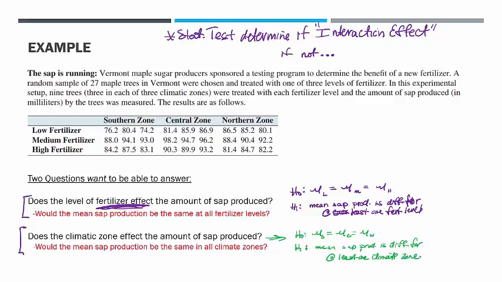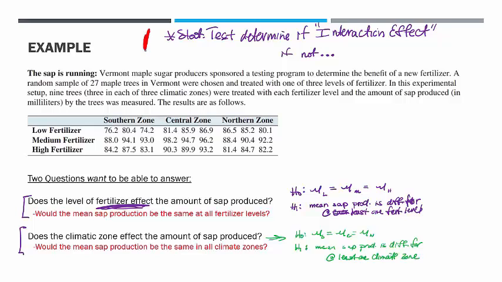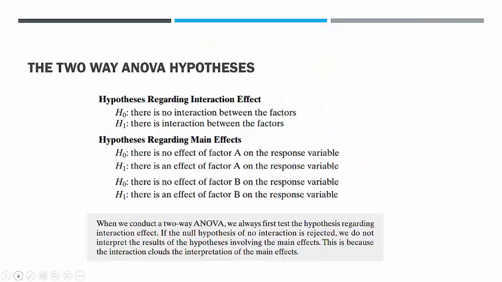So we end up really with 3 hypothesis tests here: 1 for interaction that we do first, 2 for the row factor, and the third one for the column factor. So in general, in a two-way ANOVA, we have 3 different hypothesis tests.